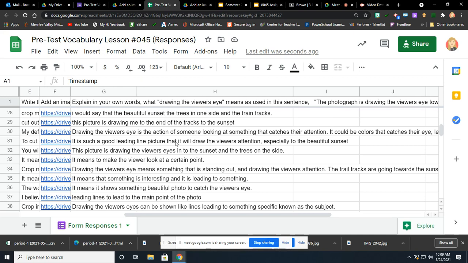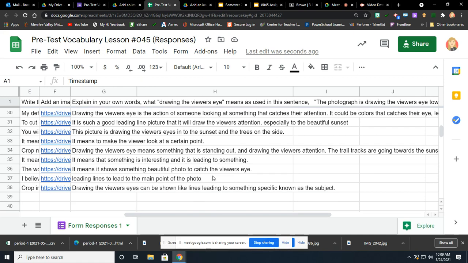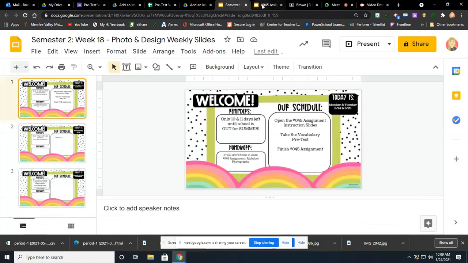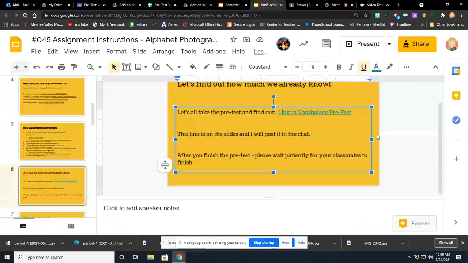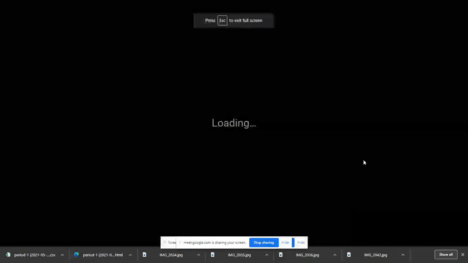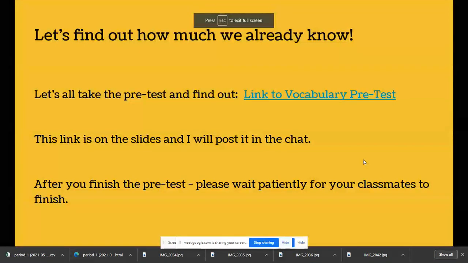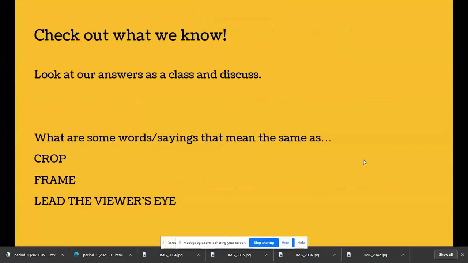Funny. Okay. So this gives me a good indication that you guys should be very successful in this assignment, because these are the things that we're supposed to be doing when we are taking our pictures and putting them together in the slide presentation. So we know what we know now. We know that we understand what cropping means, what framing means, and leading the viewer's eye, because you guys did a really good job.